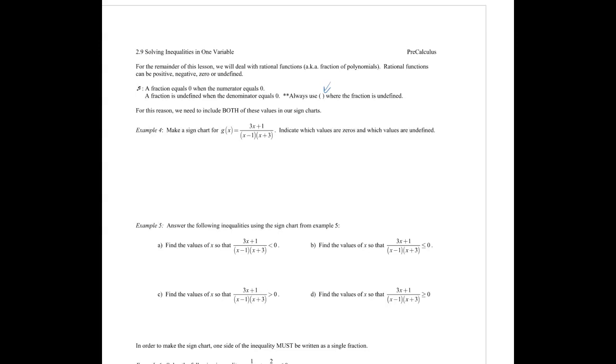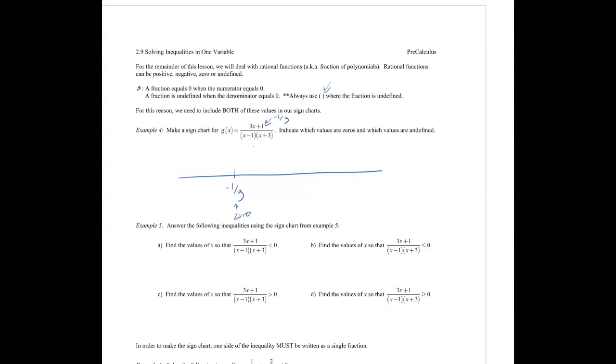Alright, so example 4 says make a sign chart for g of x, which is 3x plus 1 over the quantity of x minus 1 times the quantity of x plus 3, and indicate which values are zeros and which values are undefined. So we've got to make a sign chart, and we need to use all of our values. Anything that makes my numerator equal 0 is going to be pretty important. So what would make my numerator equal 0? Well, that would be negative 1/3. So that's definitely going to go in my graph somewhere. I'm going to put negative 1/3 sitting over here, and that would be when my whole thing would equal 0.